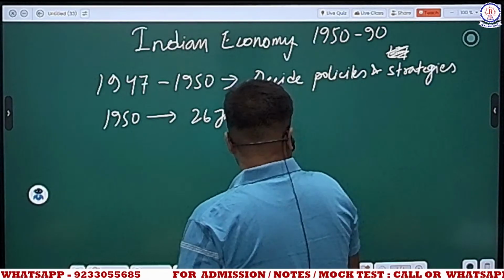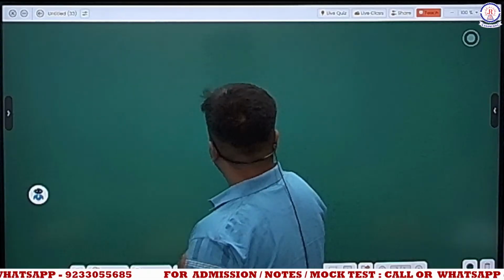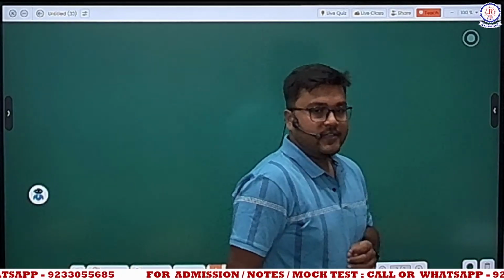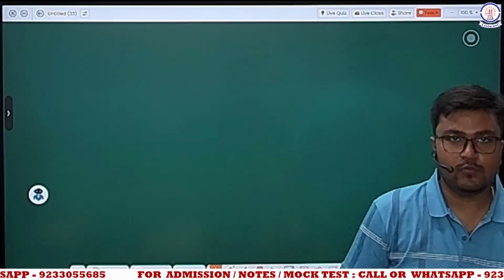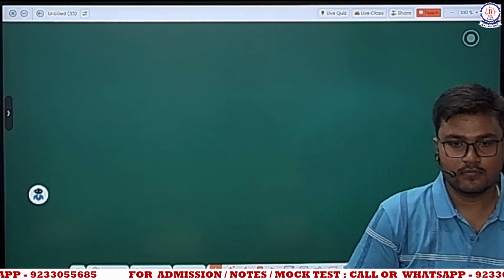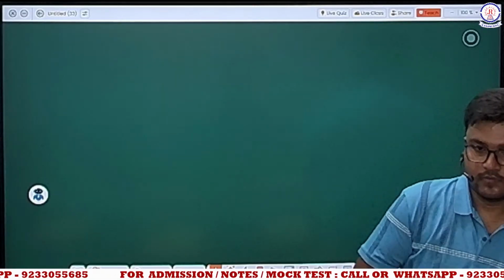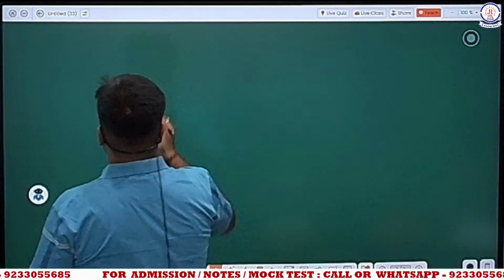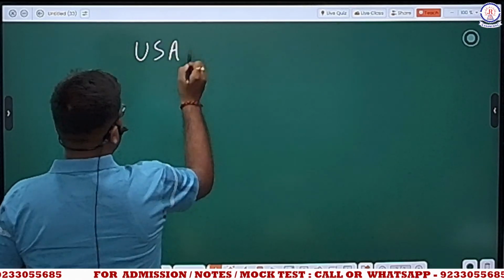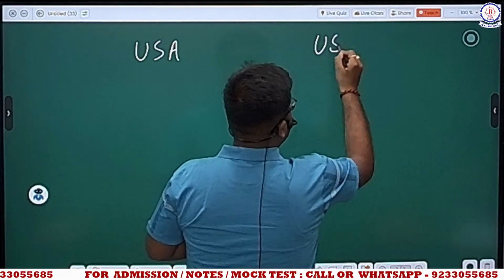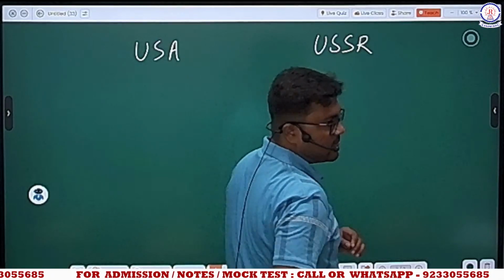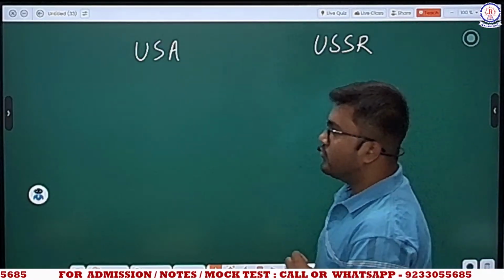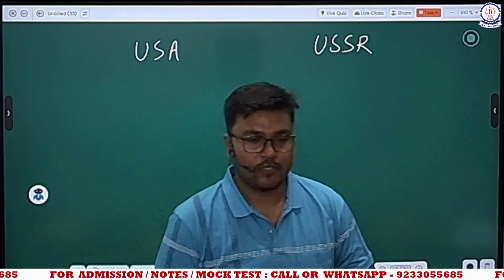Now, just a little idea about the world at that time. The world just after the Second World War was divided into two blocks. What are the two blocks? USA, that is United States of America, and Union of Soviet Socialist Republics, which was led by Russia. These two blocks had two different approaches to economic development.